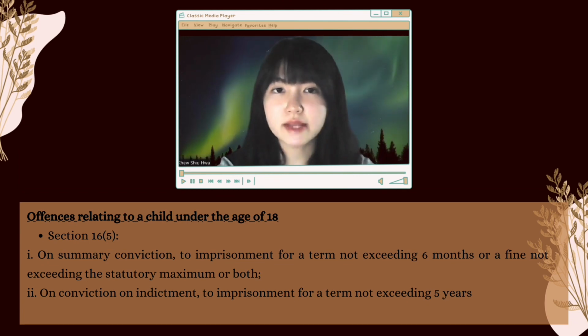Moreover, offences relating to a child under the age of 18 are stated under Section 16 subsection 5. If it is on summary conviction, the person is liable for imprisonment for a term not exceeding 6 months or a fine not exceeding the statutory maximum or both. If it is on conviction on indictment, the person is liable for imprisonment for a term not exceeding 5 years.